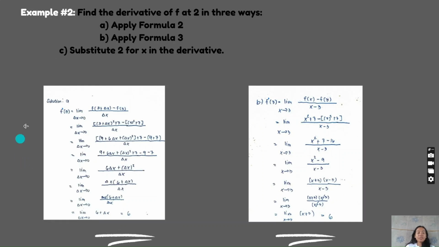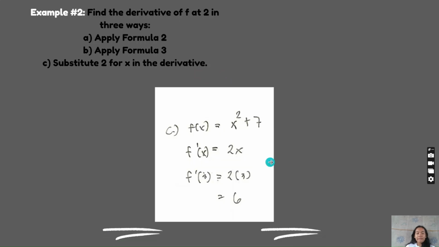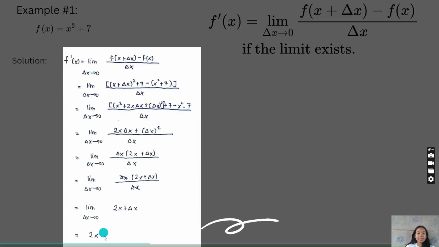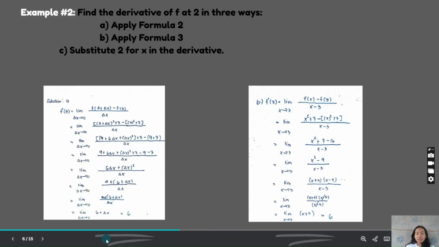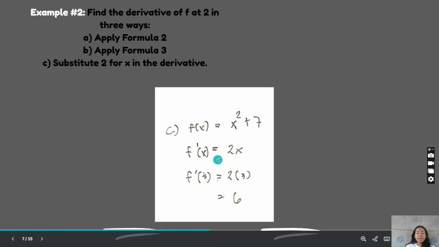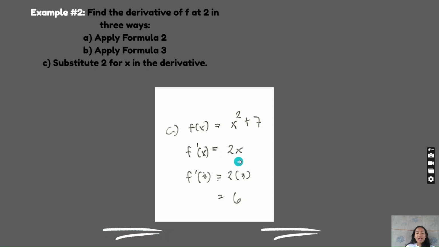No, it's substituting 3 for x in the derivative. I forgot our x sub 1 here is 3. So since now we are going to substitute 3 here, f of x is equal to x squared plus 7. From earlier, we have just come up with 2x using all the formulas. So f prime of x, or the derivative of x squared plus 7, that's 2x. And then substituting 3, it gives us 6.